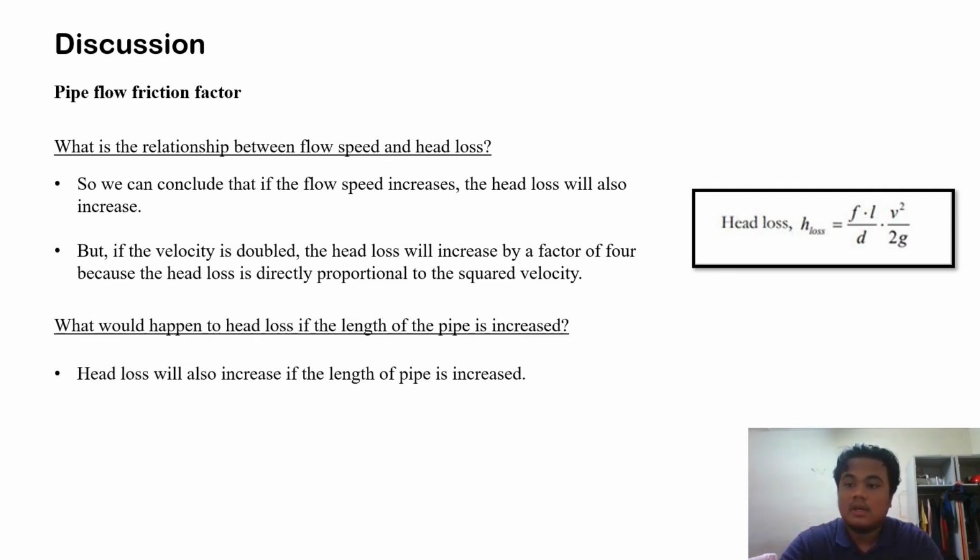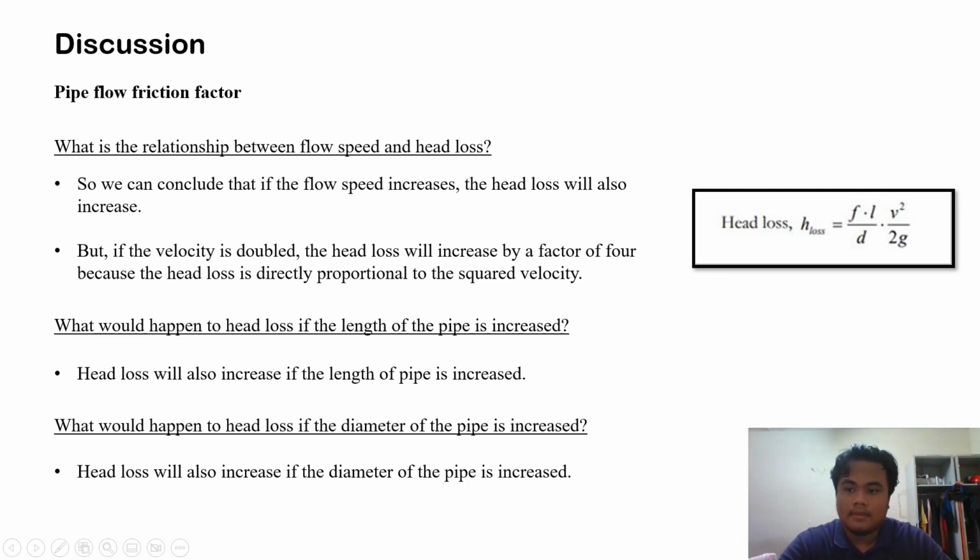The next question is, what would happen to the head loss if the length of the pipe is increased? From this equation, we can see that the length of the pipe is directly proportional to the head loss. So the head loss will increase if the length of the pipe is increased. Next question: what would happen to the head loss if the diameter of the pipe is increased? From the equation, you can see that the diameter is inversely proportional to the head loss. So if the diameter is increased, the head loss will decrease.